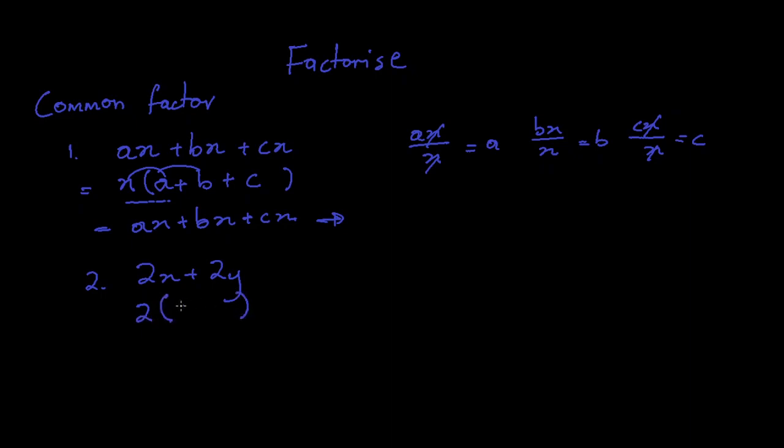Remember, to get the correct terms here, you take the original term and divide it by the common factor. So we take 2x divided by the 2. The 2 takes the 2, and you're left with x. So we're going to have x here plus, and we do the same for y. You take the 2y and divide it by 2. The 2 takes the 2, and you're left with y. So here, it's 2 into x plus y.